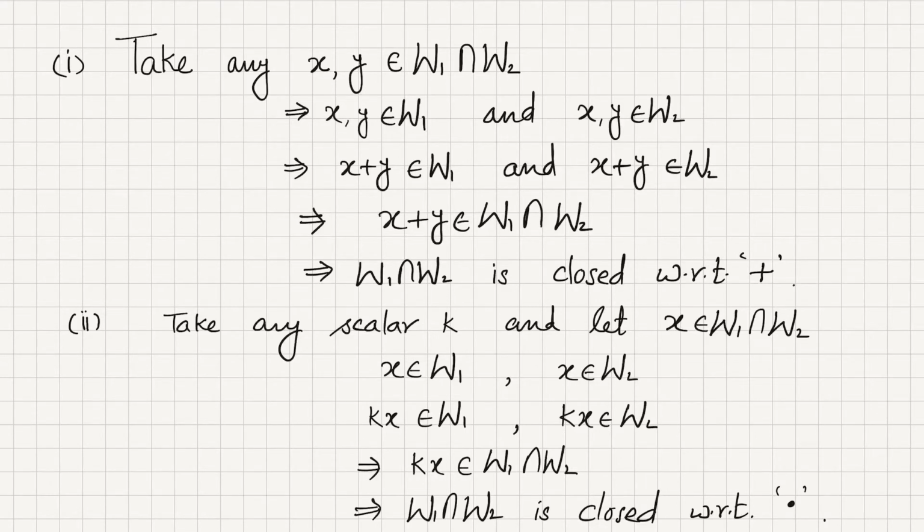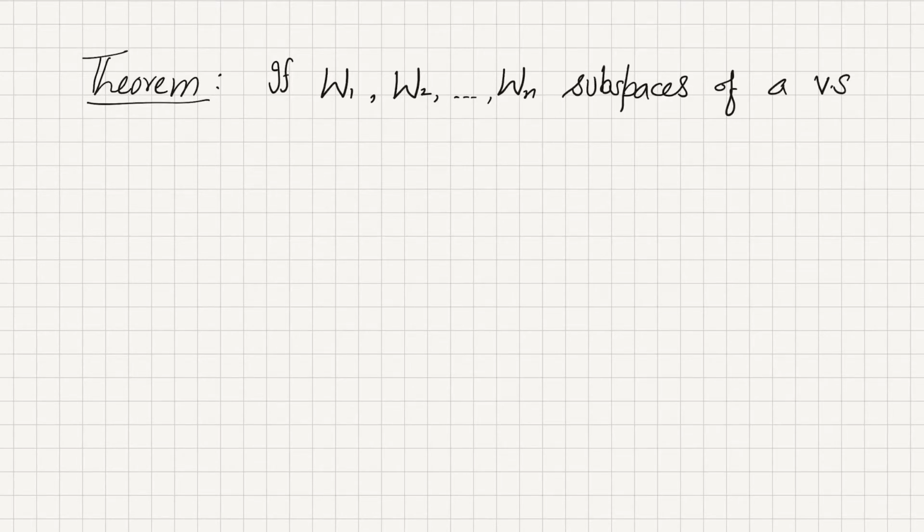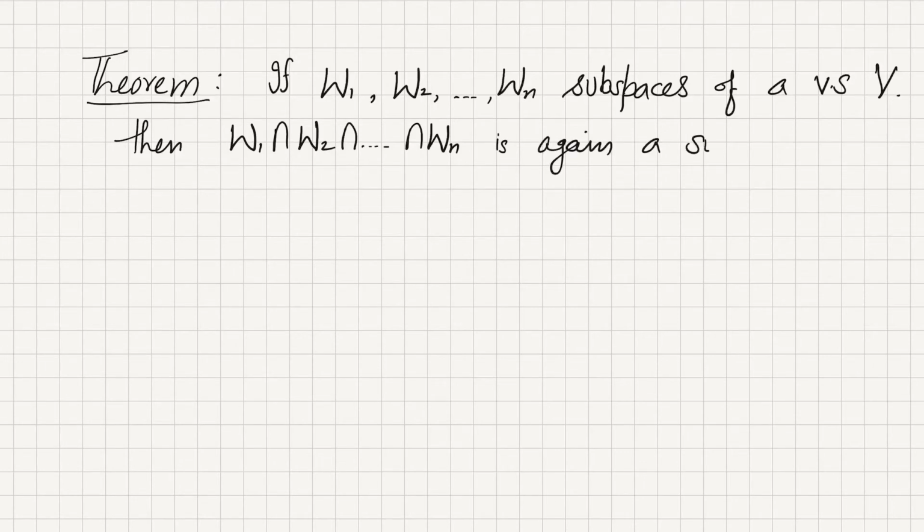So in general, if we have n subspaces of a vector space V, the intersection of all these subspaces will again be a subspace of V, and we can prove this theorem in the same steps as we proved it for two subspaces. But the same is not true for the union.